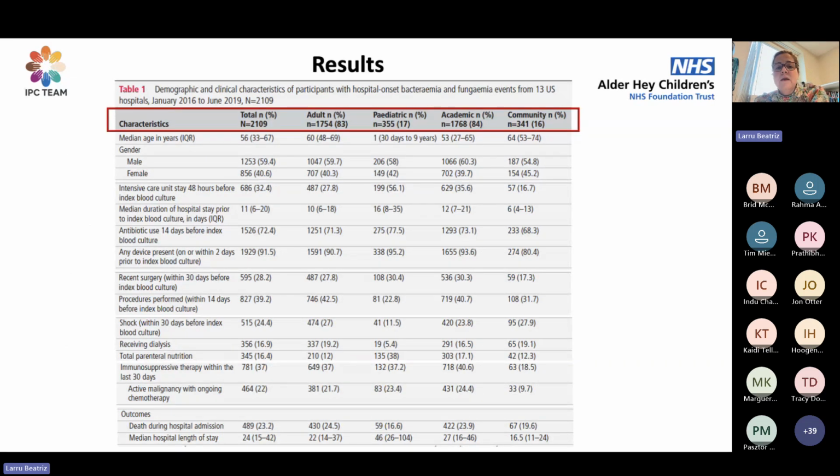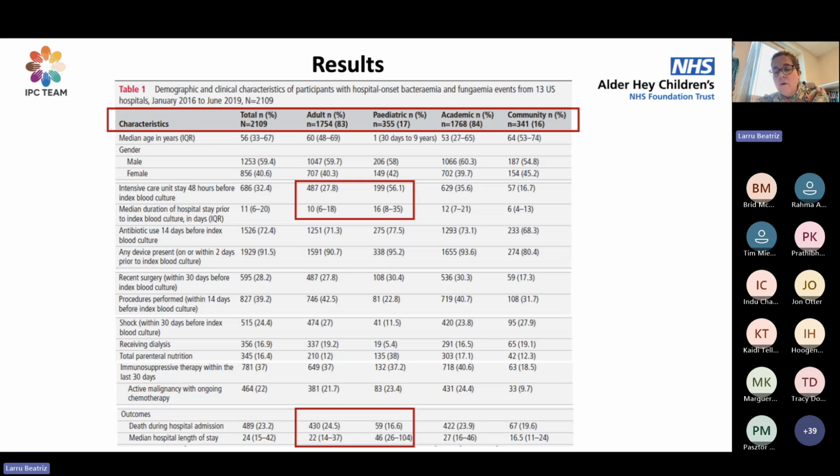For the results in these 13 academic centers, remember the sample size they wanted was around 2,000 hospital-onset bacteremia events. They got 2,109, and you see the distribution: 83% of them were in adult hospitals, 17% in pediatrics, and there was a community representation of 16%. I'm only going to show you here the differences and what is similar, between children and adults.